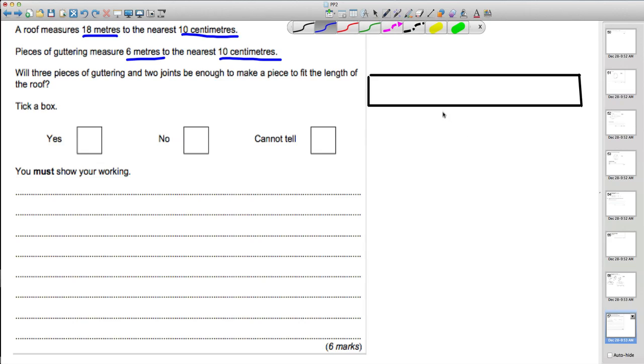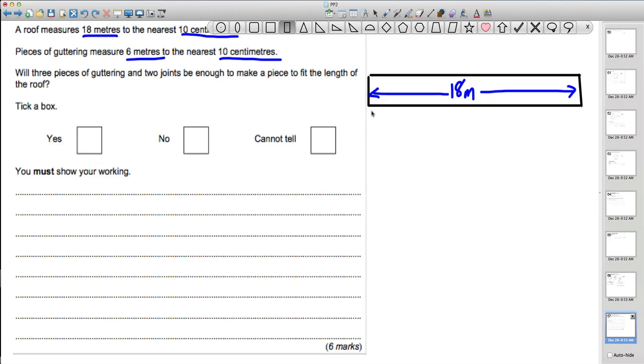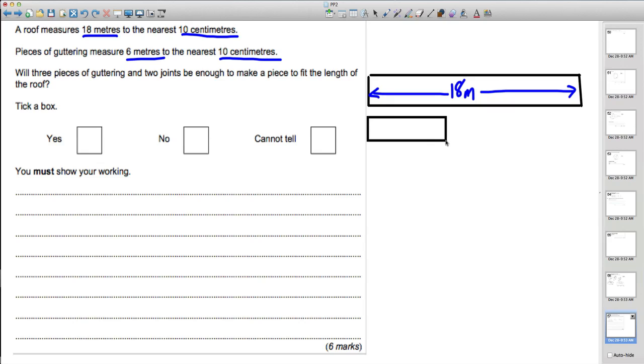And I'm going to say that measures 18 meters. Let's just make the question into a picture before we start dealing with the issues of the question. Then pieces of guttering measure 6 meters to the nearest 10 centimeters. So you want 3 pieces of guttering there. You'd have guttering here, and guttering here. Okay, if you had 3.